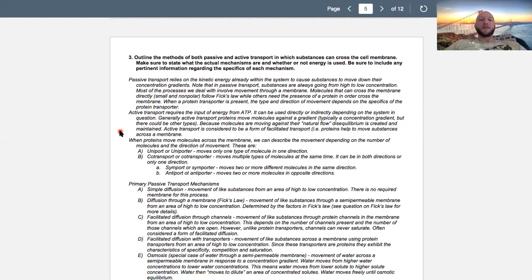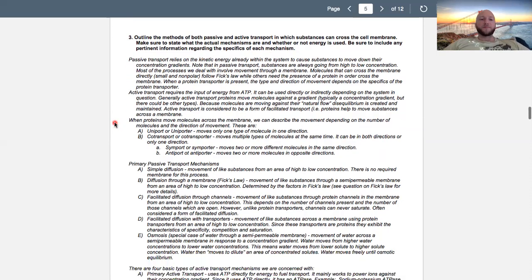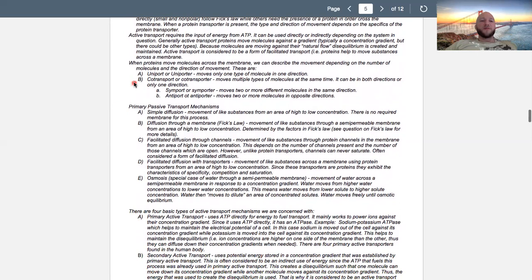Active transport relies on the input of energy from ATP. With active, the energy is from ATP. It could be used directly or indirectly depending on the system in question. And there's a few types of active transport. So uniport moves only one type of molecule in one direction. Uni means one molecule, one type of molecule, one direction. Co-transport or co-transporter moves multiple types of molecules at the same time. What's an example of a co-transporter that we've talked about in class?